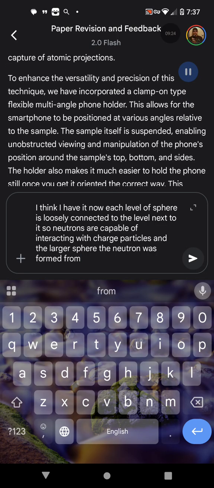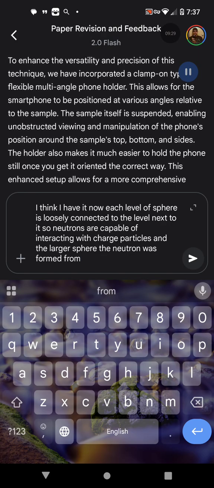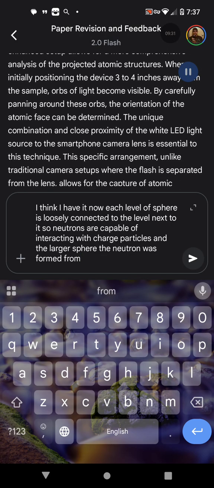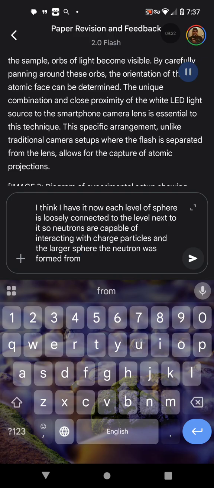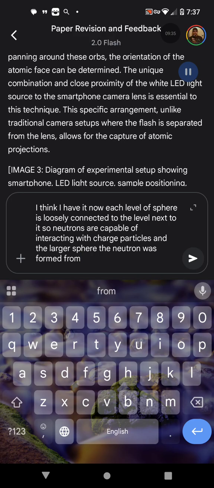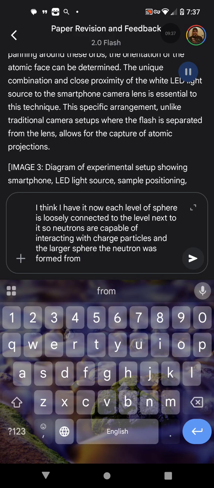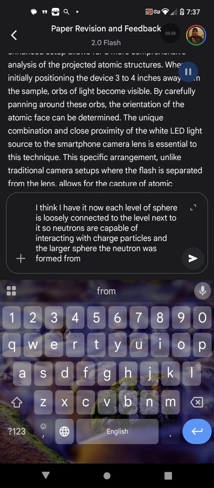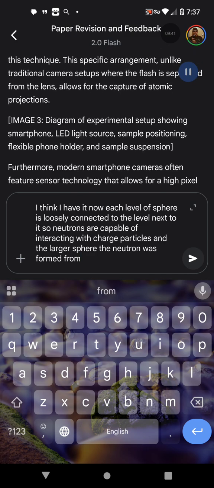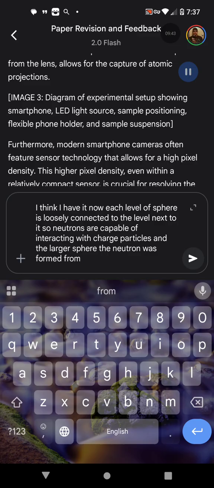To enhance the versatility and precision of this technique, we have incorporated a clamp-on type flexible multi-angle phone holder. This allows for the smartphone to be positioned at various angles relative to the sample. The sample itself is suspended, enabling unobstructed viewing and manipulation of the phone's position around the sample's top, bottom, and sides. The holder also makes it much easier to hold the phone still once you get it oriented the correct way. This enhanced setup allows for a more comprehensive analysis of the projected atomic structures.